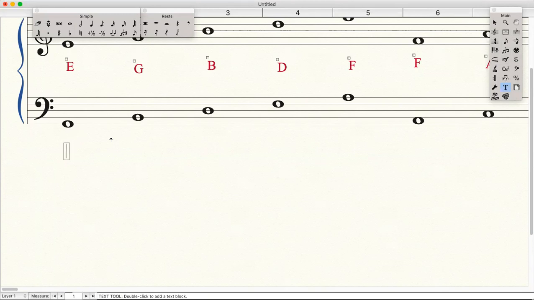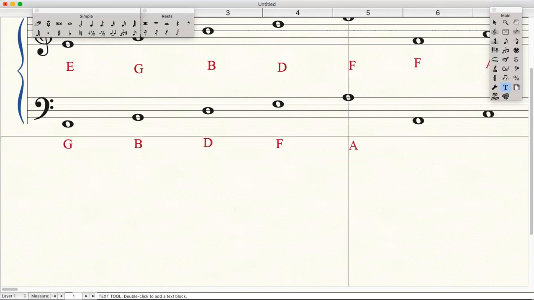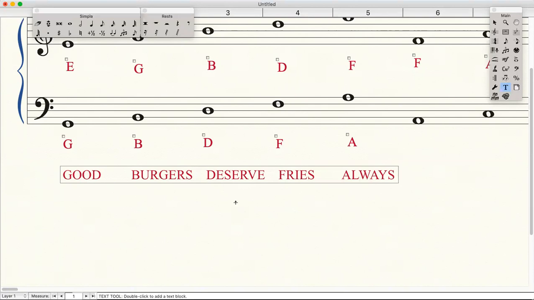So our first line is G. Our next line is B. Third is D. Fourth is F. Easy way to remember, fourth is F. Also, the 2 dots right here split that line, so we can remember that that's the F. And A is our top line. So as you see, you've got our alphabet starting again, just in a different order than treble clef. And I always like to say, good burgers deserve fries always. That's how I've always learned the lines of the bass clef.